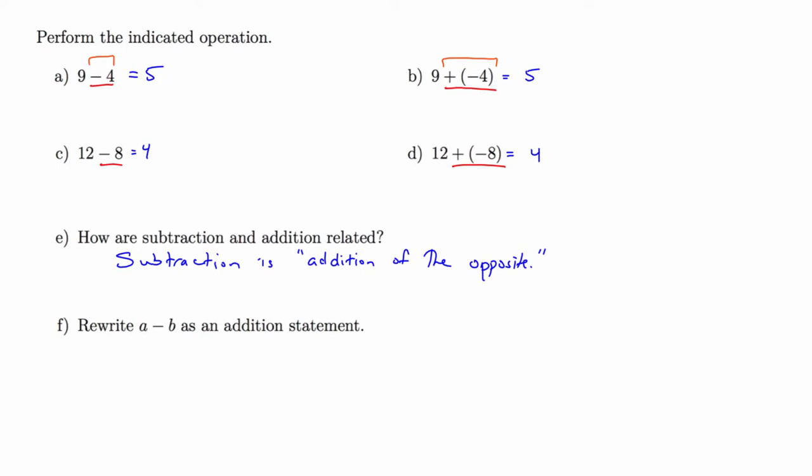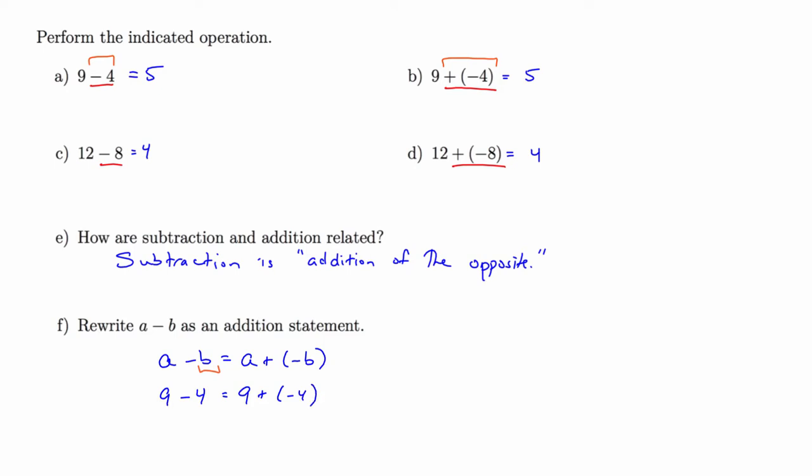So in part F, if we want to rewrite A minus B as an addition statement, what we need to do is add the opposite of what we are subtracting. We had been subtracting B, so the way to rewrite this is A plus the opposite of B. As a quick example, 9 minus 4 would become 9 plus negative 4, which we already saw from parts A and B is the same thing.